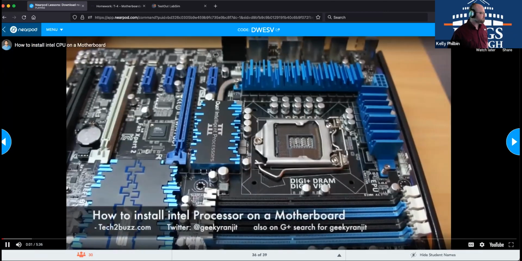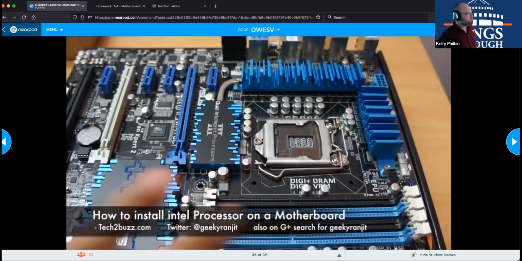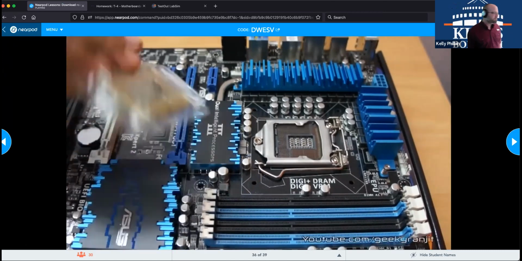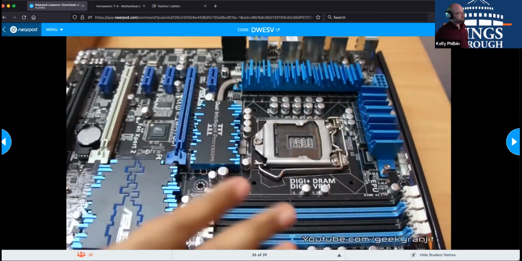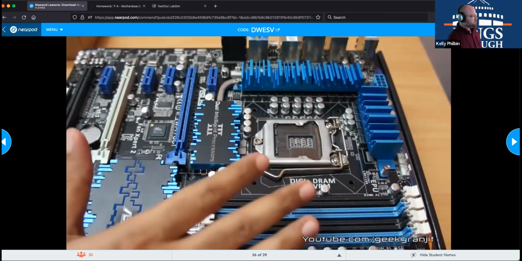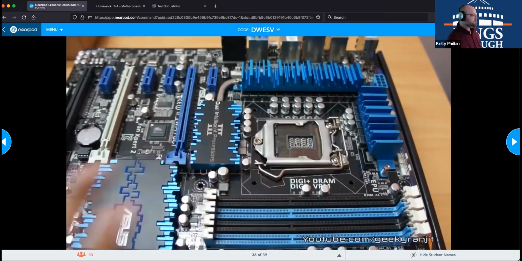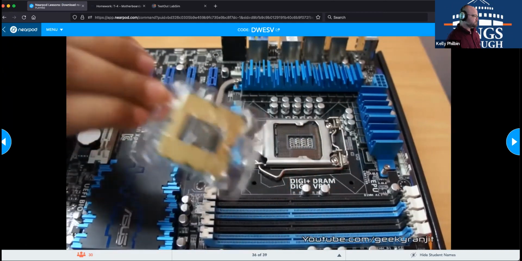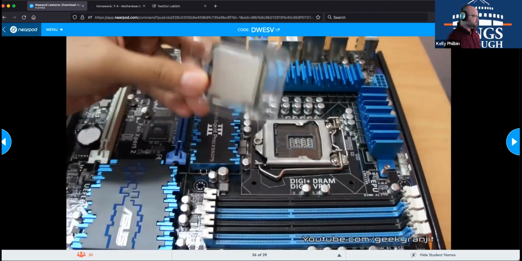Hi there, this is Ranjit from tech2bus.com, and in this video we're going to install an Intel processor on this motherboard. The motherboard that you're seeing is an ASUS motherboard based on the Intel Z77 chipset. It supports both the Sandy Bridge and the Ivy Bridge chips based on the LGA socket 1155, and I'm going to use an LGA 1155 chip on the same.